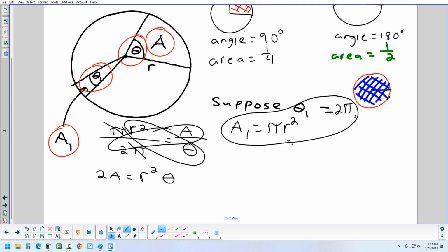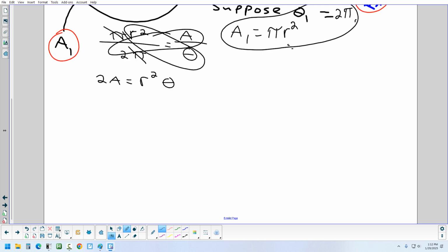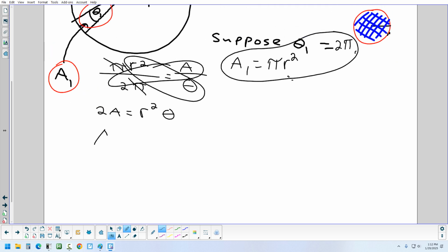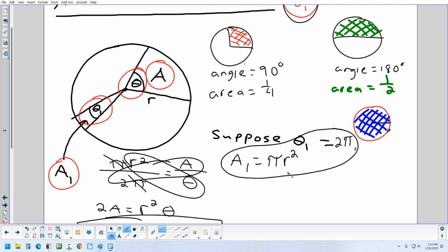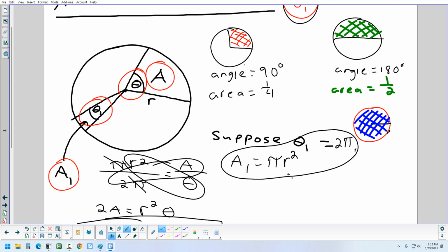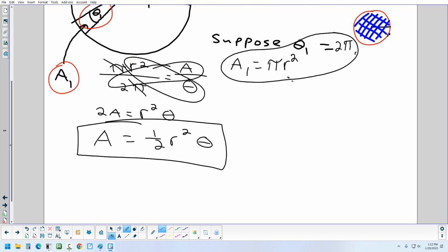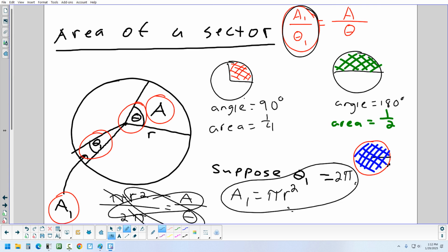So now we almost have a formula for A. We have a formula for double A. How would I get rid of that 2? Divide by 2, or take half of each side, same thing. So by cross multiplying, that's the formula that we get to find the area of any shaded section depending on the size of the angle. Could be a quarter circle, could be a half circle, could be a full circle. Full circle is the easiest because it's just the whole thing. But that's called the area of a sector. Did I write that? Yeah, I wrote that up there. Area of a sector.